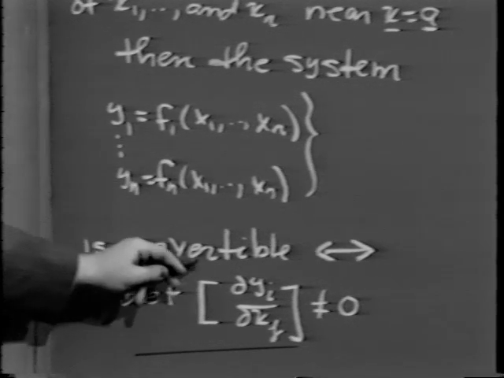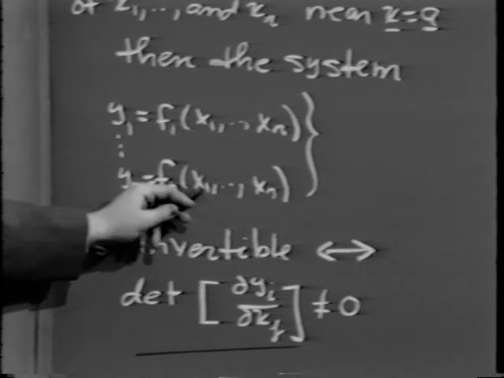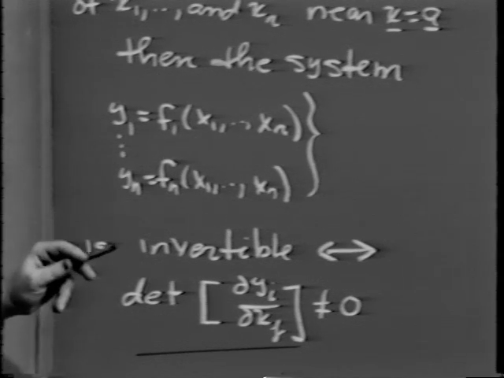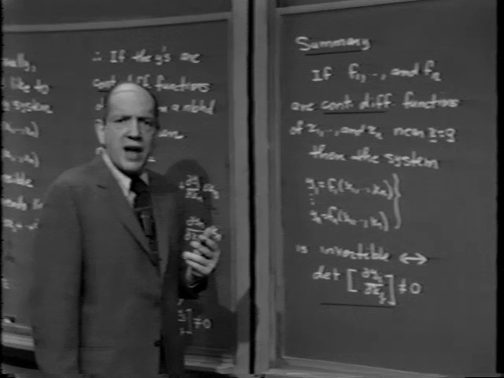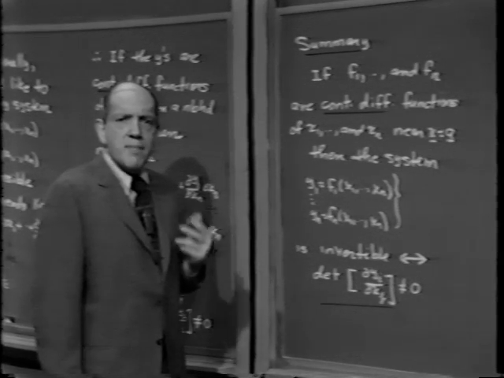Now, what does it mean to say that it's invertible? It means that we can solve for the x's in terms of the y's. Now, we may not be able to do that explicitly. The best we may be able to do is to do that implicitly.